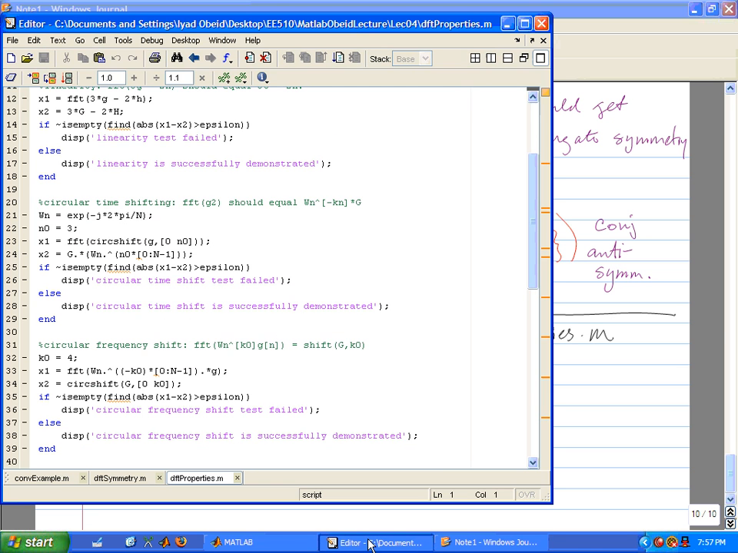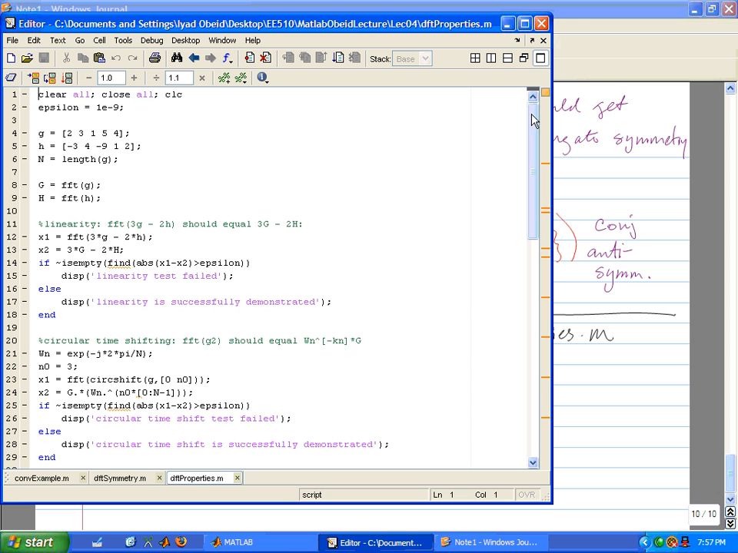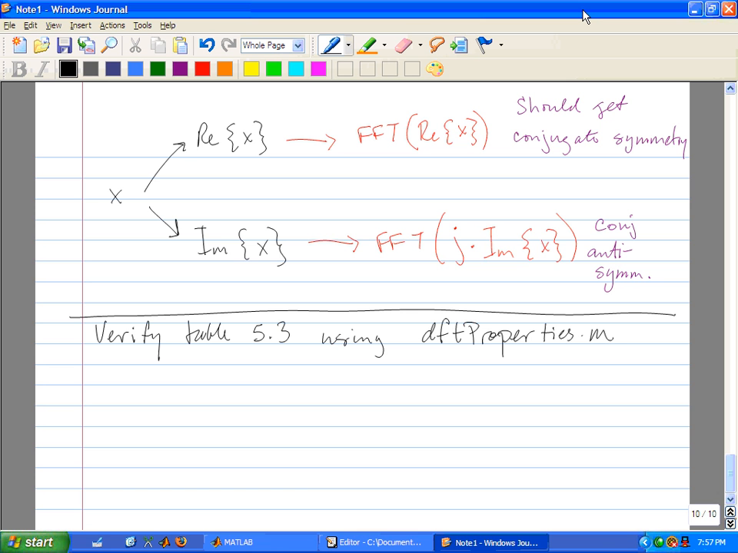So at the top of the file, I've created two arbitrary sequences, both of length 5. One called G, one called H. And for each one, I take its FFT. So now I come to the table, and the table tells me there's this property called the circular time shifting property.